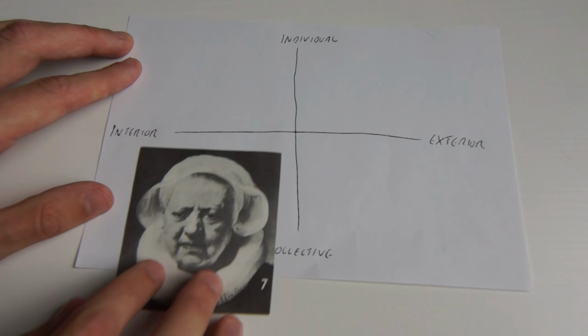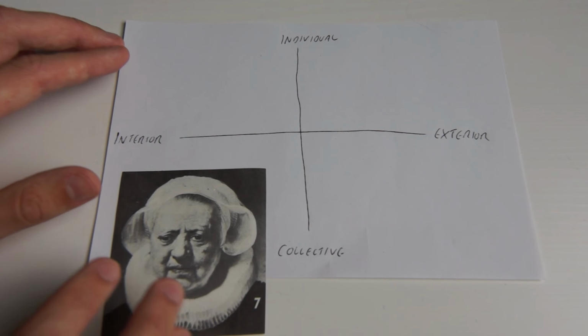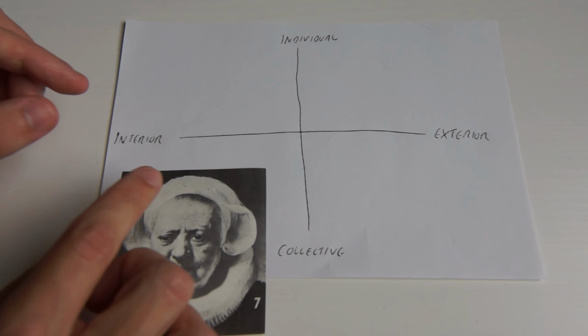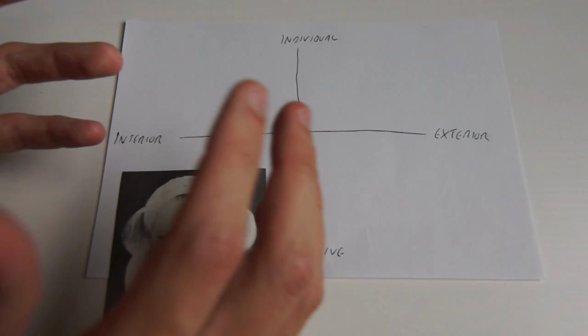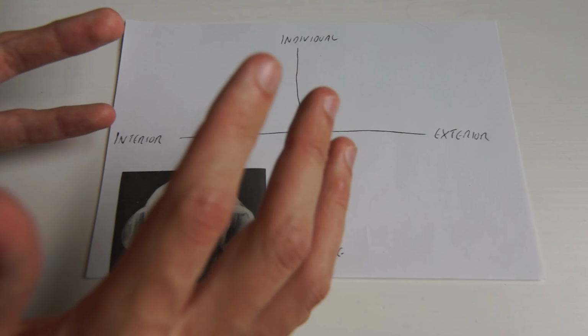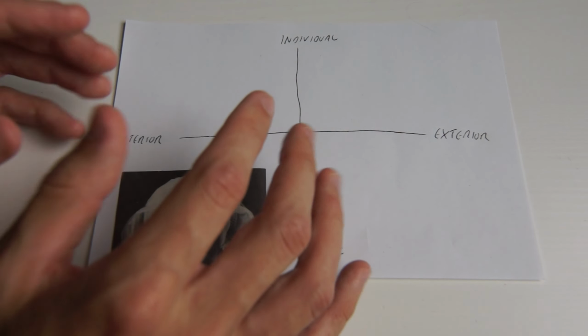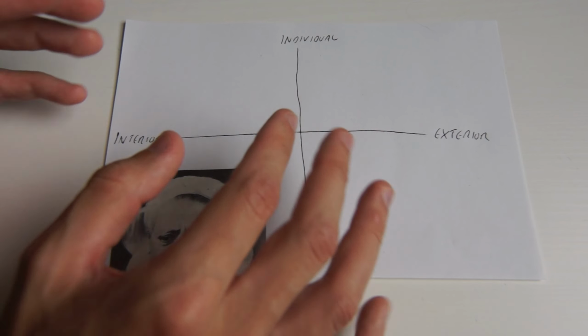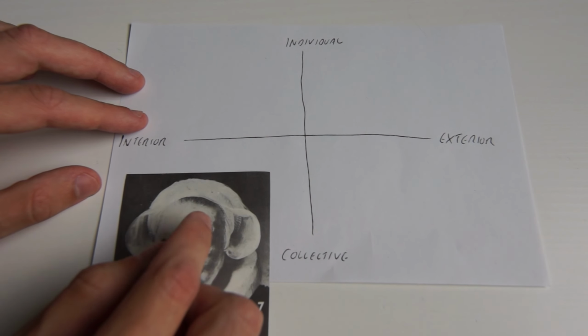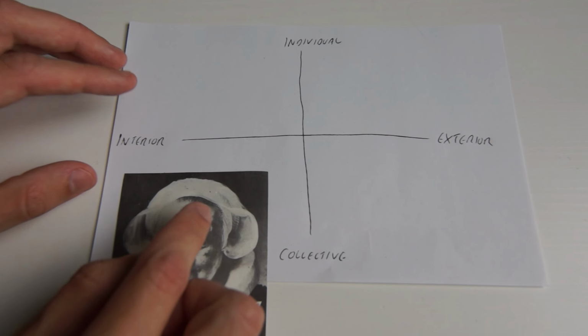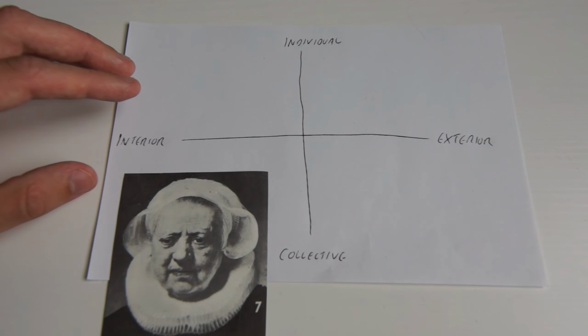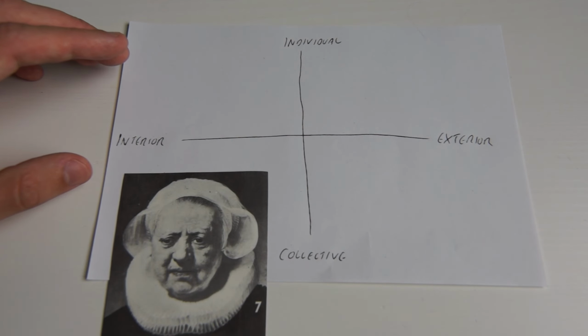Well, in the lower left quadrant, we have the interior aspects of the collective, which could mean family just as it means culture more widely. So think about how you might use the word we in various contexts, and that'll help you to point towards this particular section. So we might ask something like here, what are the beliefs that I've inherited about anxiety?